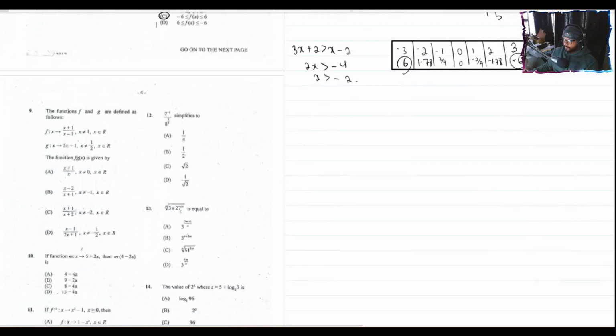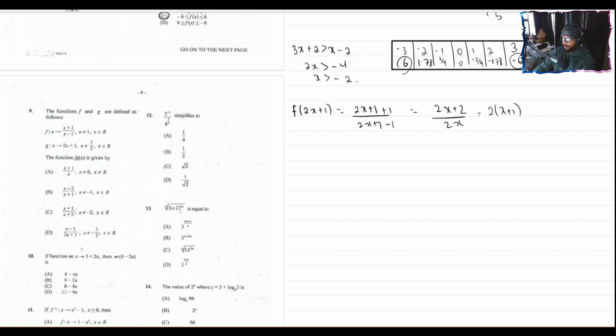Number 9. The functions f and g are defined as follows. We want to know what the composite function fg of x is, so I actually want to know what f of 2x plus 1 is, which is going to be 2x plus 1 over 2x plus 1 minus 1, which is 2x plus 2 over 2x. Does any answer have 2x plus 2 on 2x? No, it doesn't, which means I need to do some manipulation with this particular function.